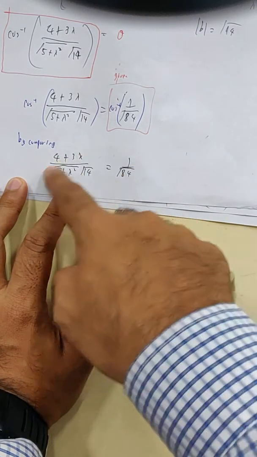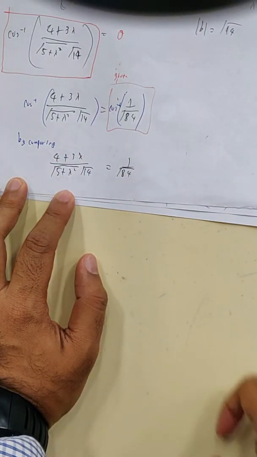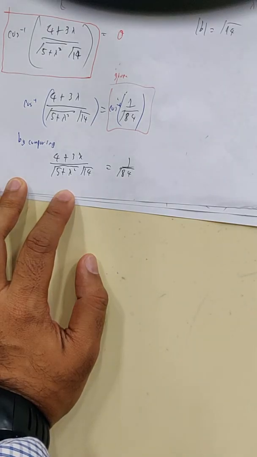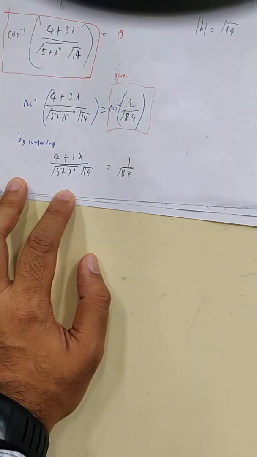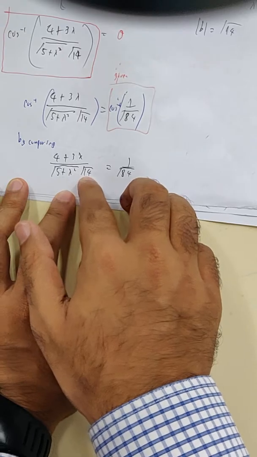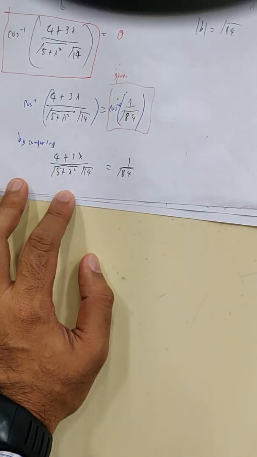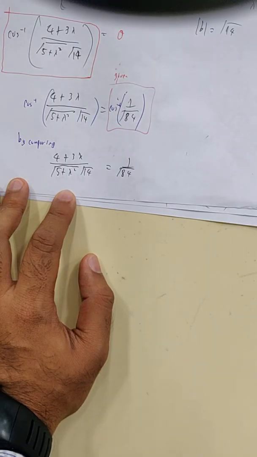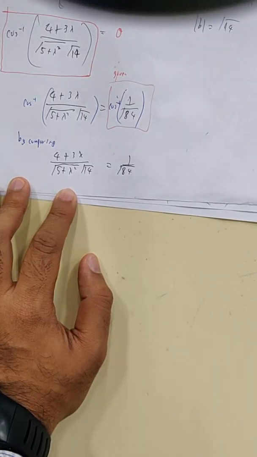Okay, so from here, how do you proceed? We don't like square root, what do we do? That's the usual thing, you square, and then what do you do with this 5 plus lambda and all these things? Over here is nothing much, just a calculation.